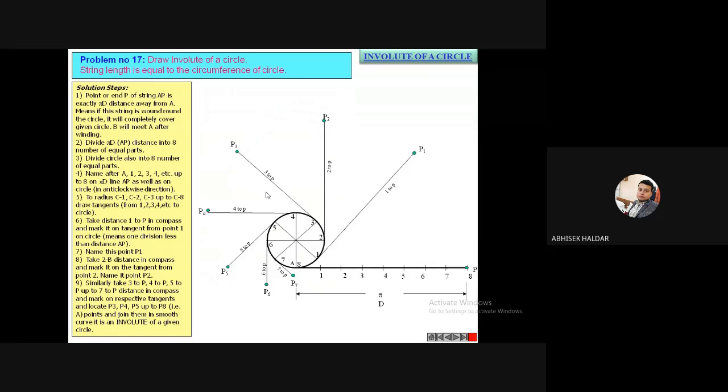What about 8 to P? It is the same point as 8. Sir, it is already the same point. Now here the twist is there.